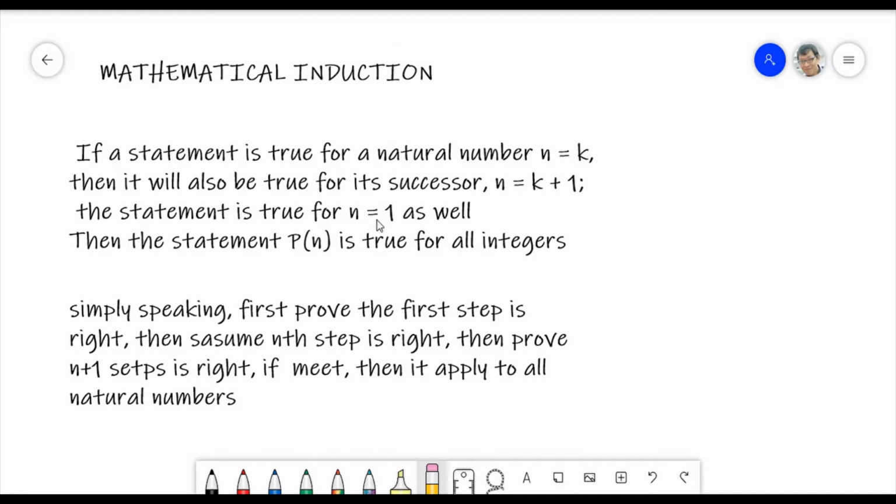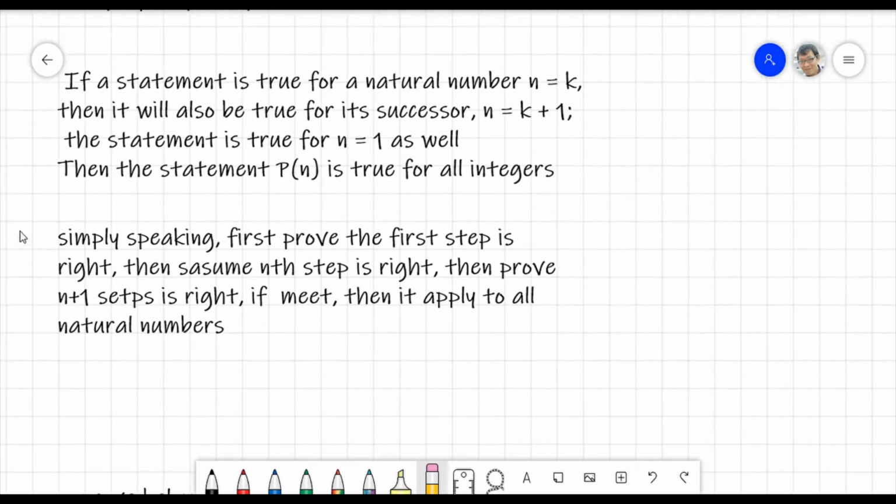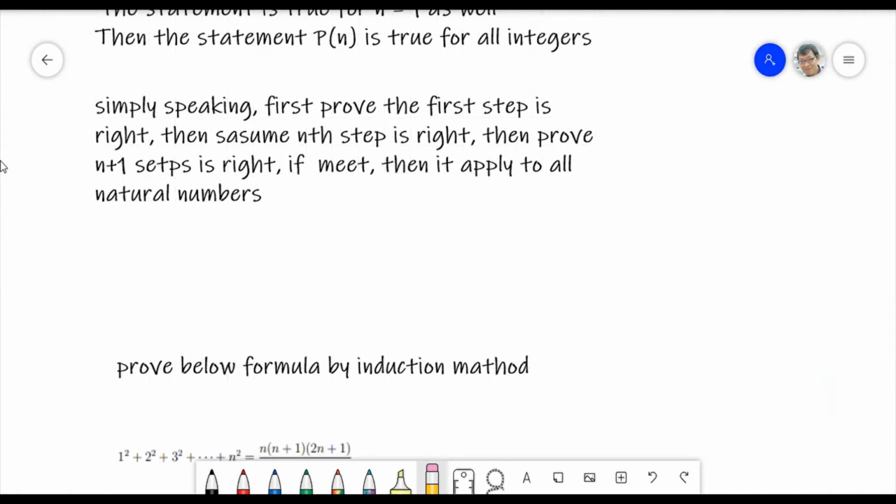Let's see the definition. If a statement is true for the natural number n equals k, then it will also be true when n equals k plus 1. And of course, the statement when n equals 1 is true. So, simply speaking, that's what I'm writing. If you want to prove a formula is right through mathematical induction, you first prove the first step.